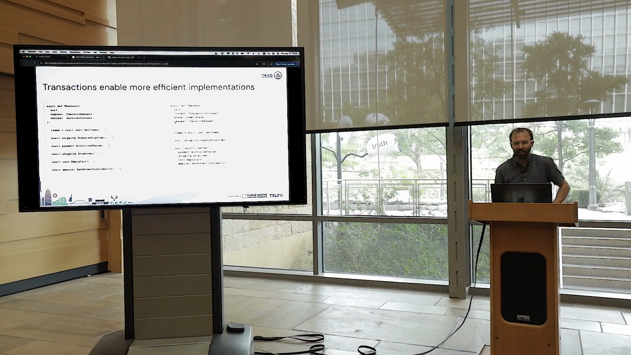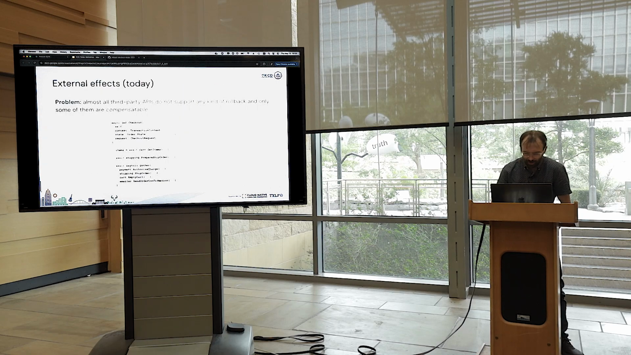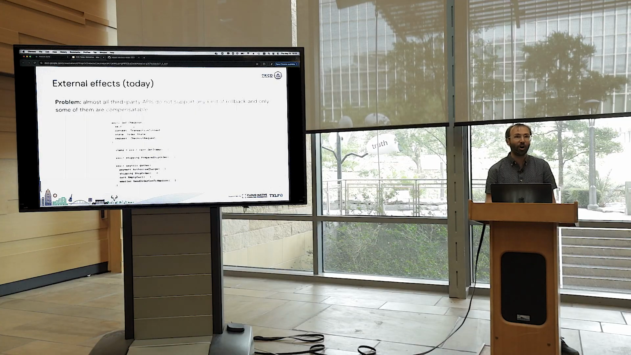So some of you might be thinking, like, hold on a second, Ben. You're doing external effects. You're sending people emails. How do you atomically or transactionally actually do external effects? And the answer is it's really, really hard, because almost all third-party APIs that you try to talk to today have no notion of a rollback. They have no notion of participating in some kind of a distributed transaction. And many of them are not even compensatable.